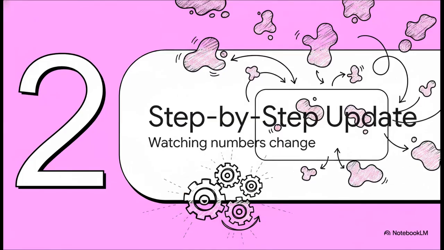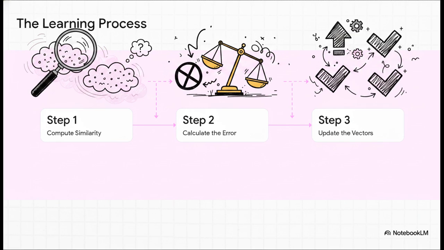So obviously, the AI needs a way to fix this randomness, right? It needs a process to start tweaking these numbers so they actually begin to mean something, to reflect how words are related in the real world. Let's watch exactly how that happens. And you know what? The process is surprisingly simple. It always follows these same three steps.